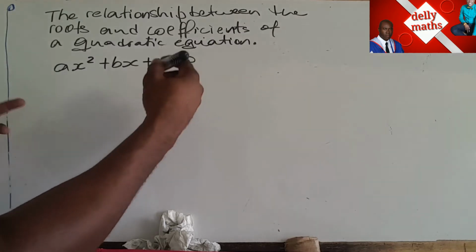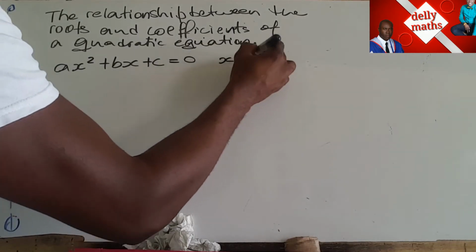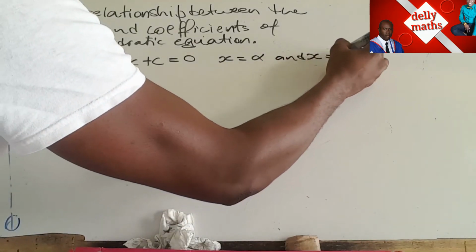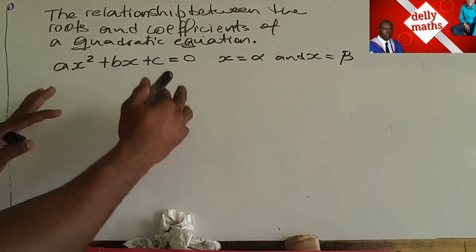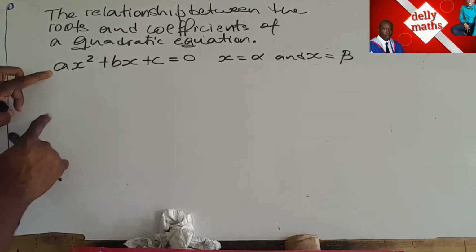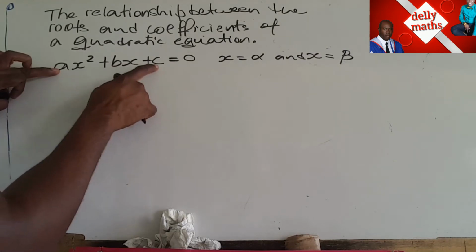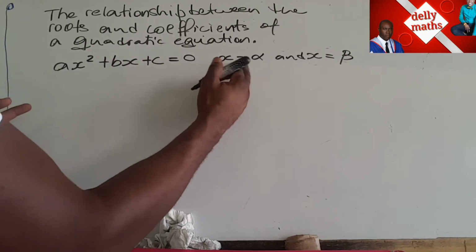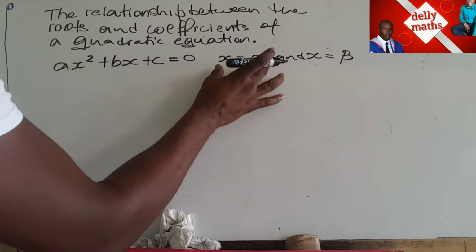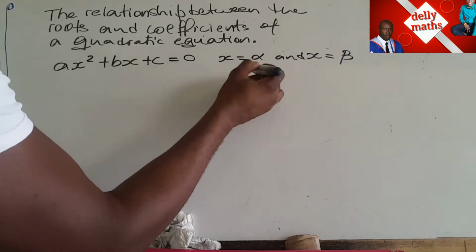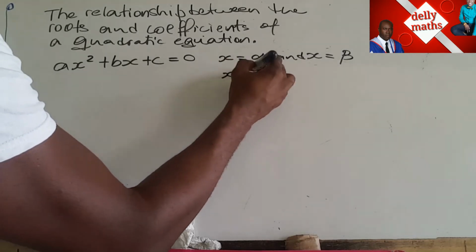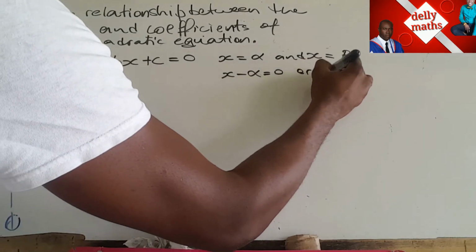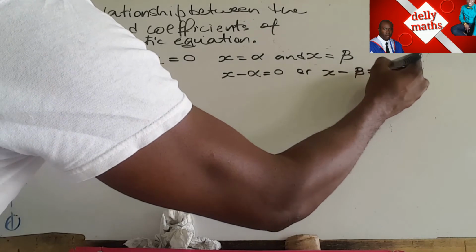Alright, so if the roots are x equal to alpha and x equal to beta, there is a certain relationship between these roots and the coefficients a, b, and c. And that's what we're about to look at today. So let us look at the roots. Given that we have these as the roots, then it can be written that x minus alpha will be equal to 0 and x minus beta is also equal to 0.